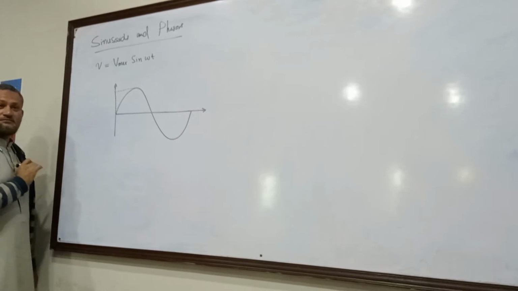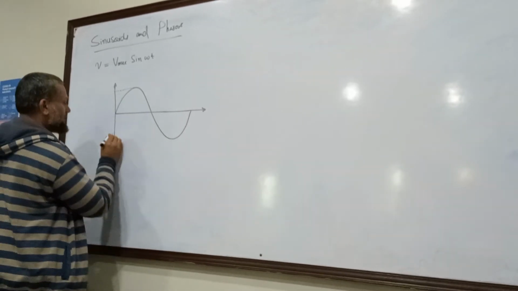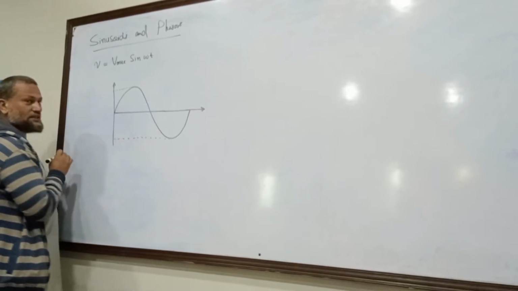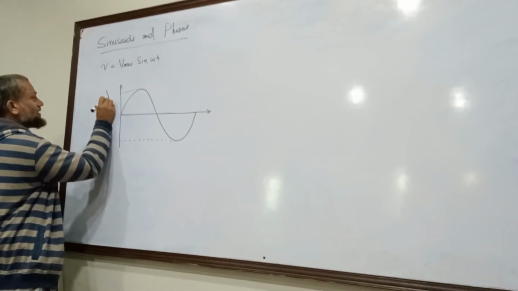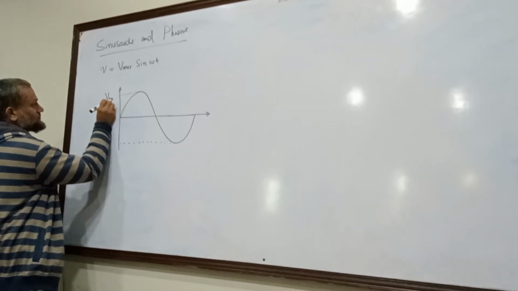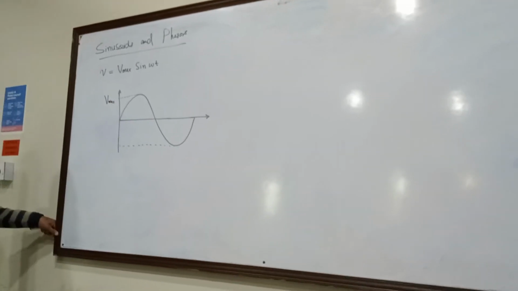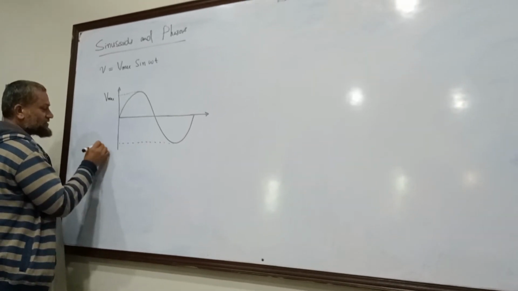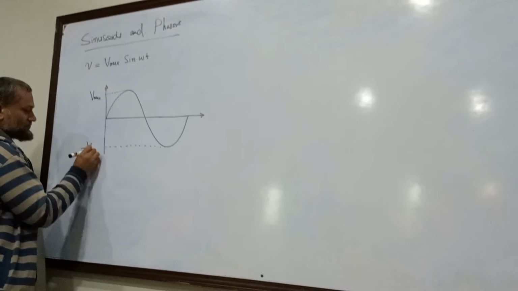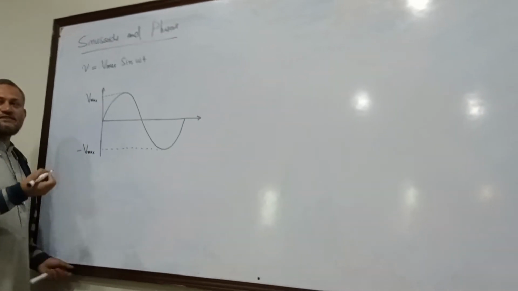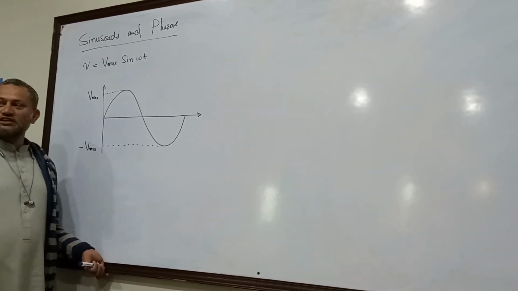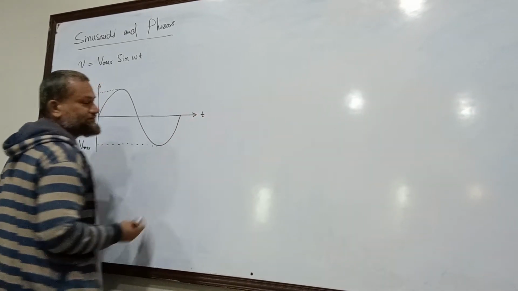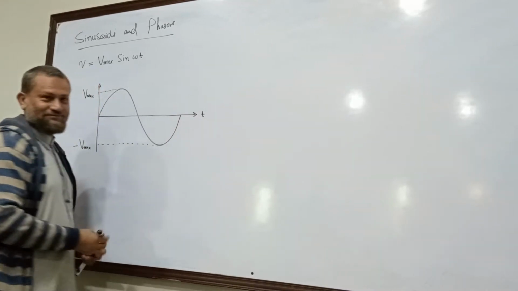This is the positive peak, and here it is the negative peak. Understand? So it is V max, the maximum value or peak value. Here it is minus V max, the negative maximum value of the voltage and current. Here it is current. Sorry, time.